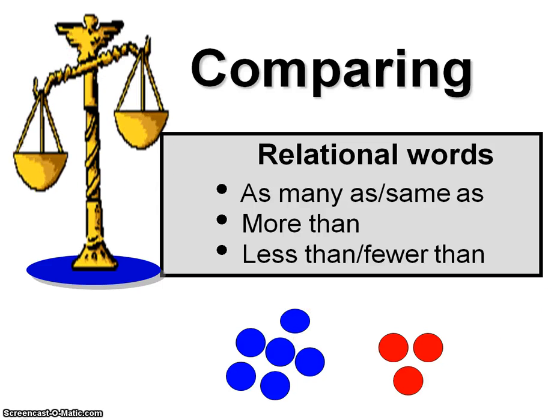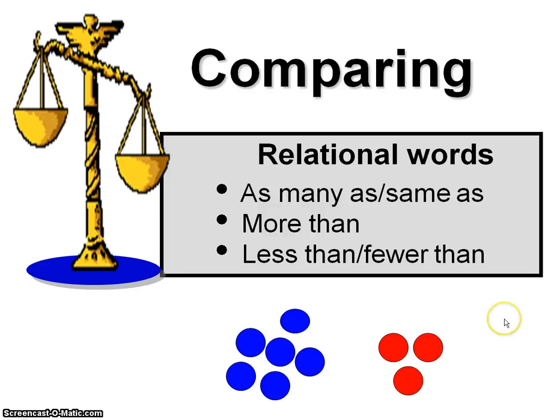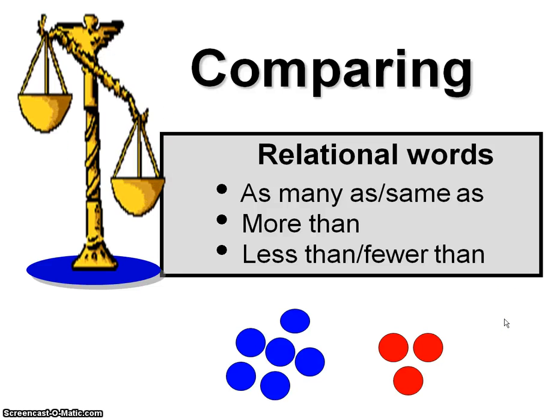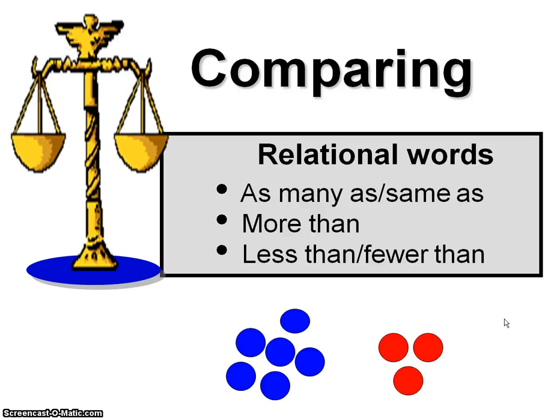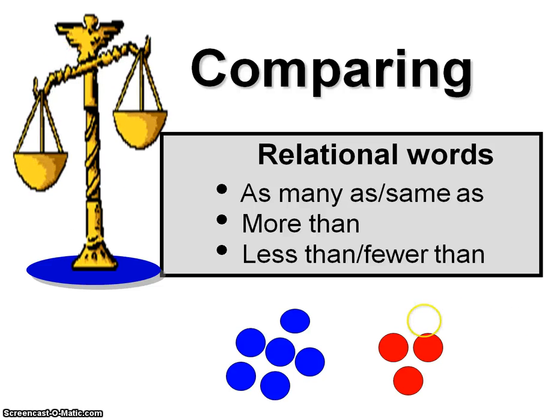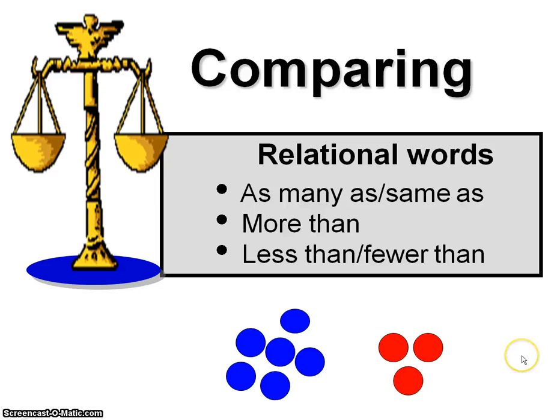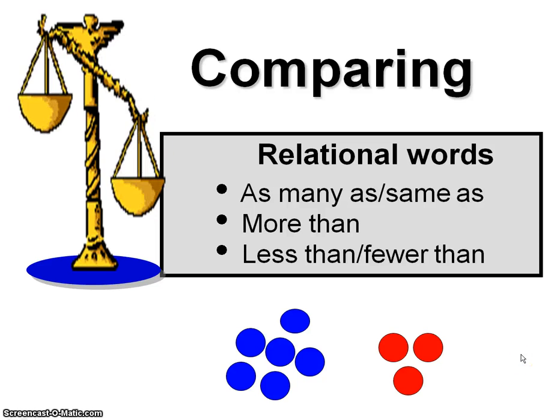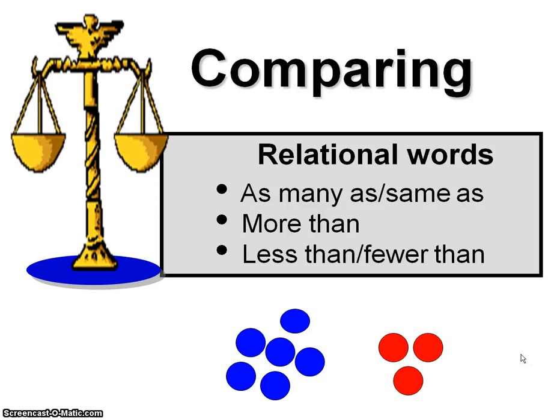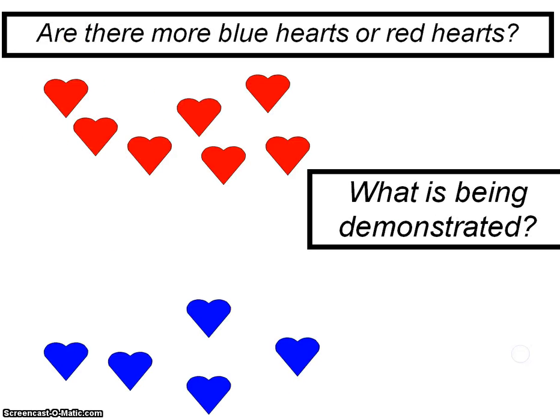Children tend to have more trouble with less than or fewer than, I think in part because we tend not to ask them. It's easy to say which has more, how much more, rather than which has fewer, how many fewer. You need to discipline yourself to ask both kinds of questions.